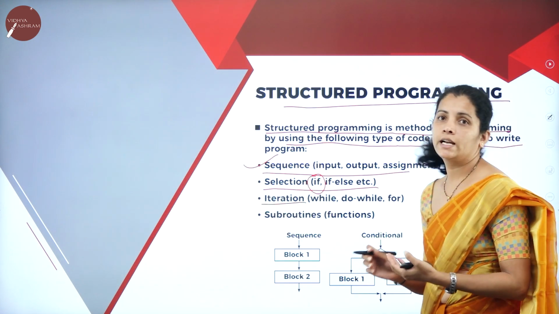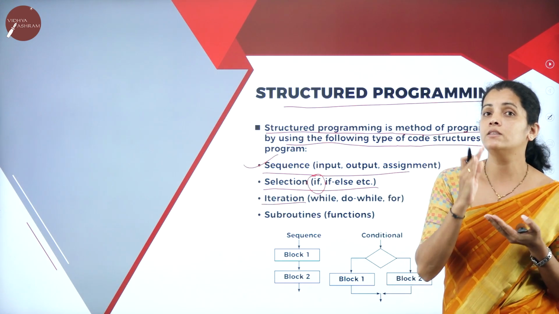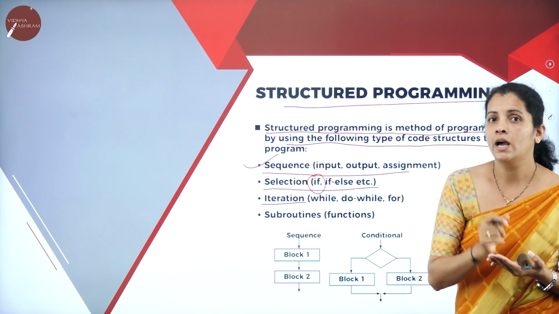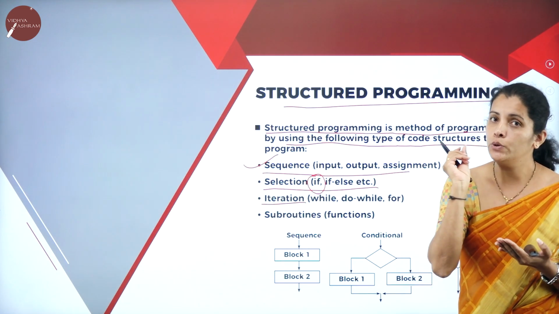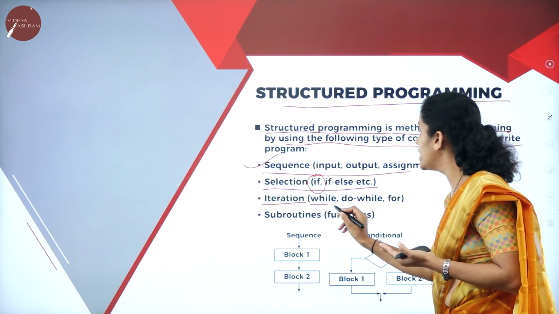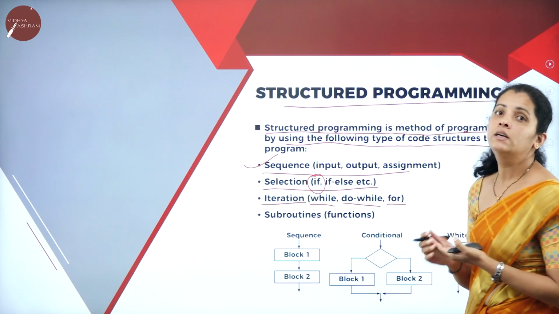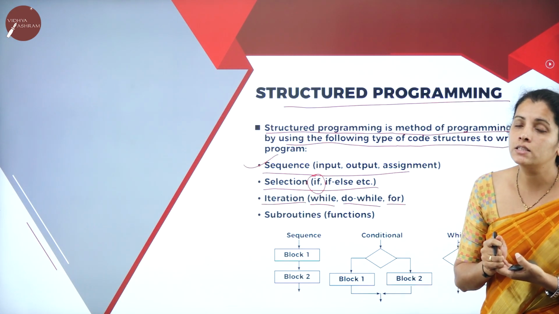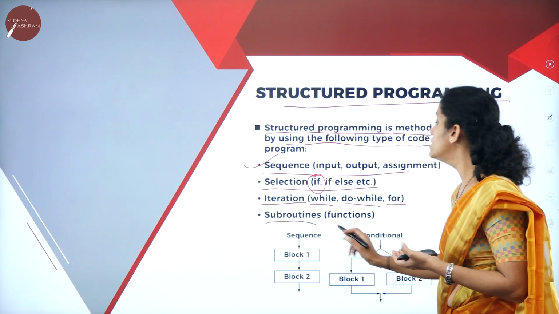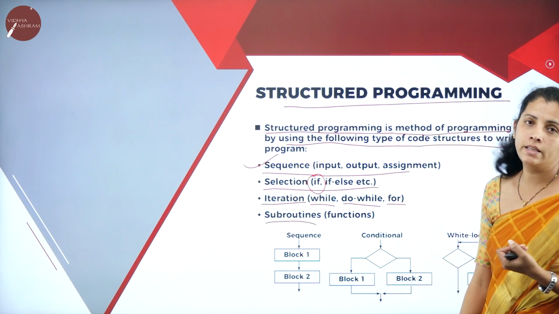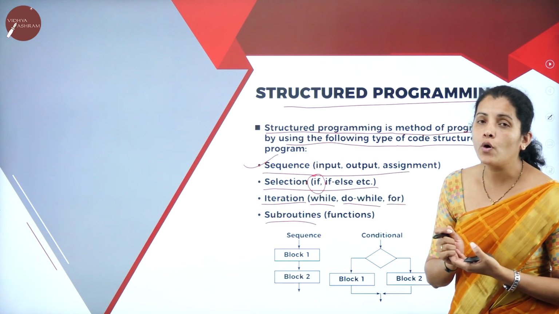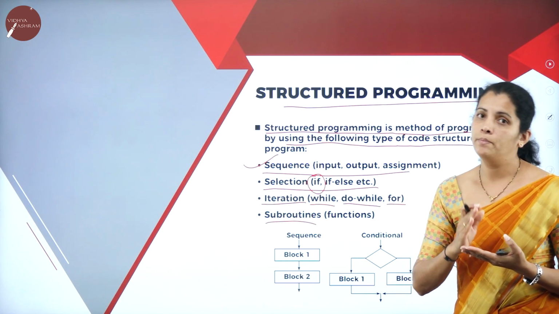Then iteration. That means suppose I want to repeat the same code again and again, I'm going to use the iterative construct. So what are the iterative constructs we are going to have? That is while, do while and for. These are the three iterative constructs we are going to have. Then at the end we are going to have subroutine, that is nothing but the function. So these are the structures we are going to follow while writing any program.